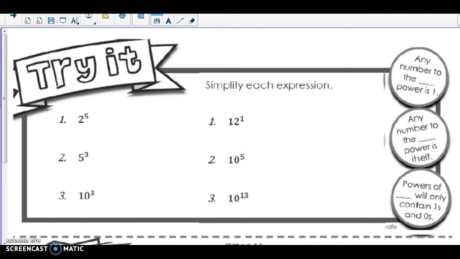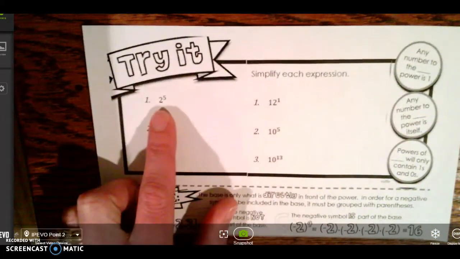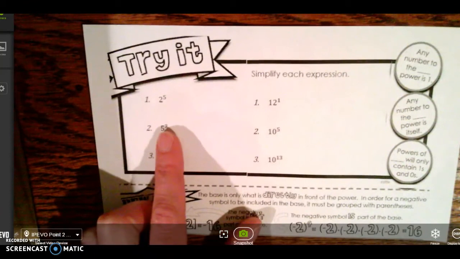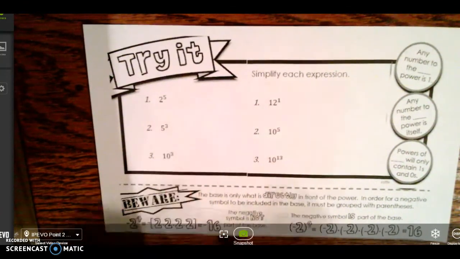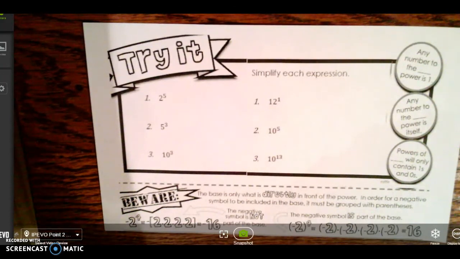Now what I'd like you to do is take a look at the other note sheet that you have. This note sheet is also a doodle note sheet, and what you want to do is go through the questions and try them with your calculator if you wish. You're going to raise 2 to the 5th power, you're going to raise 5 to the 3rd power, you're going to raise 10 to the 3rd power. There's a couple more examples here. Pause the video and we'll come back and check our work together.